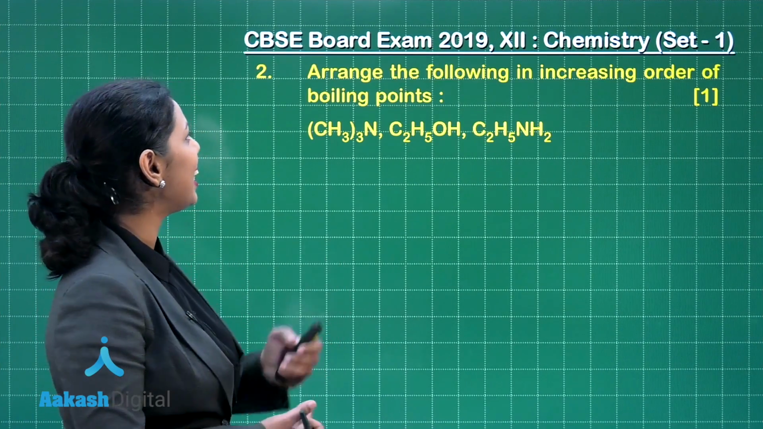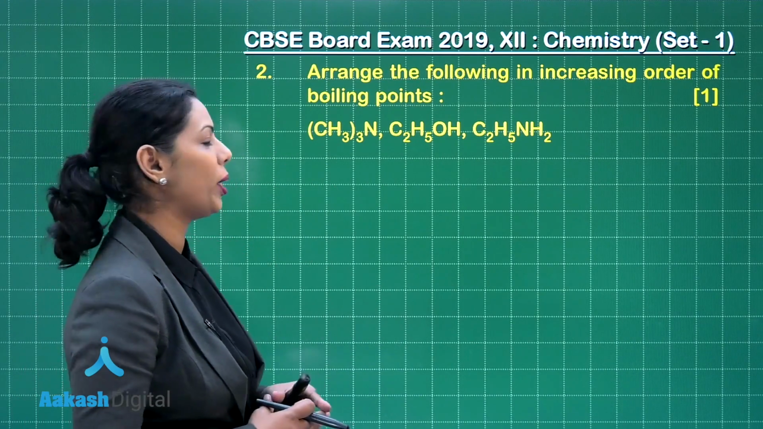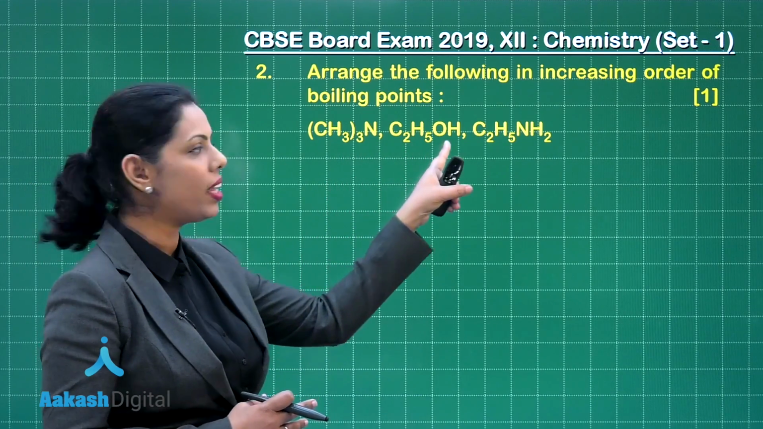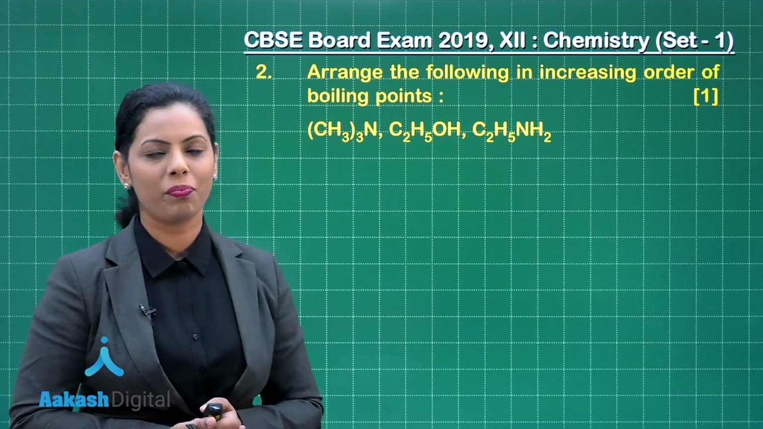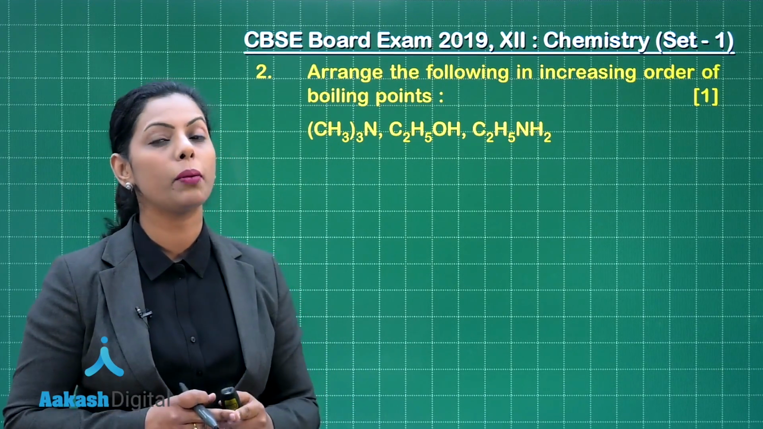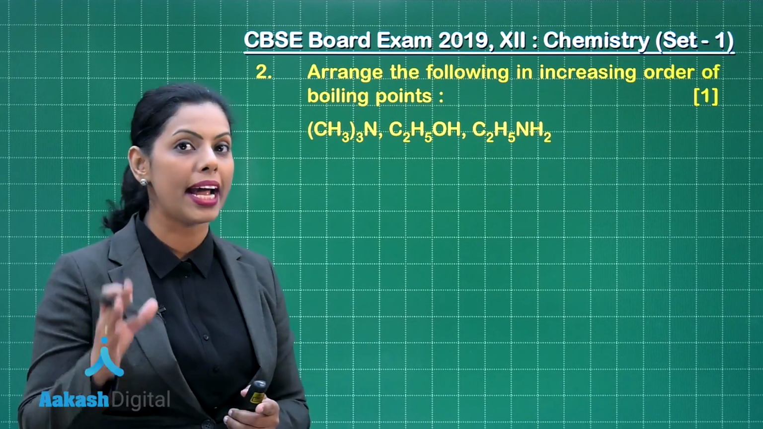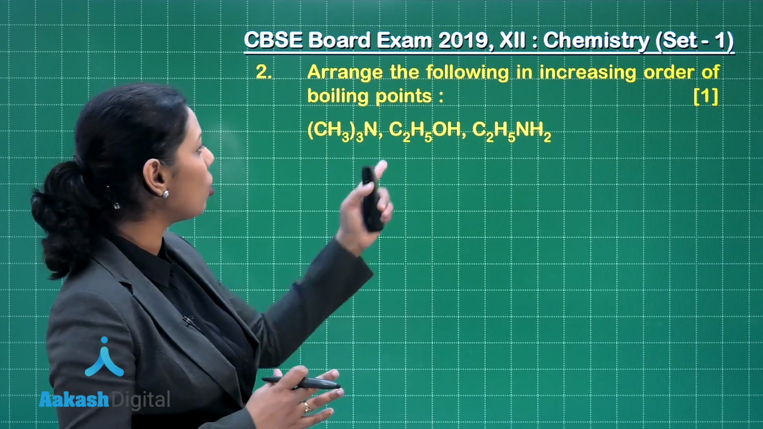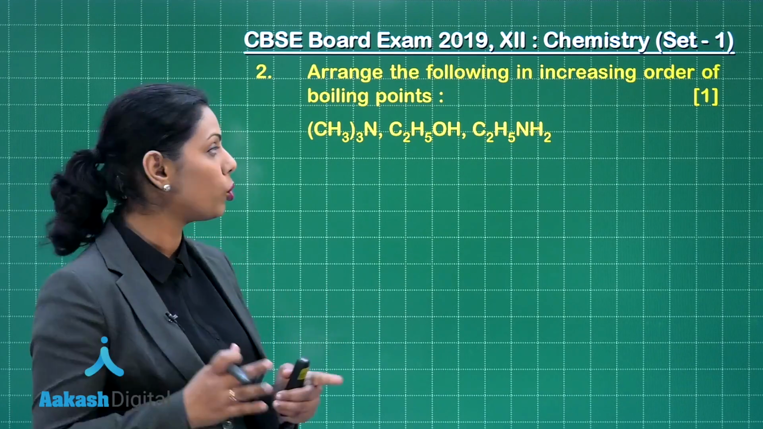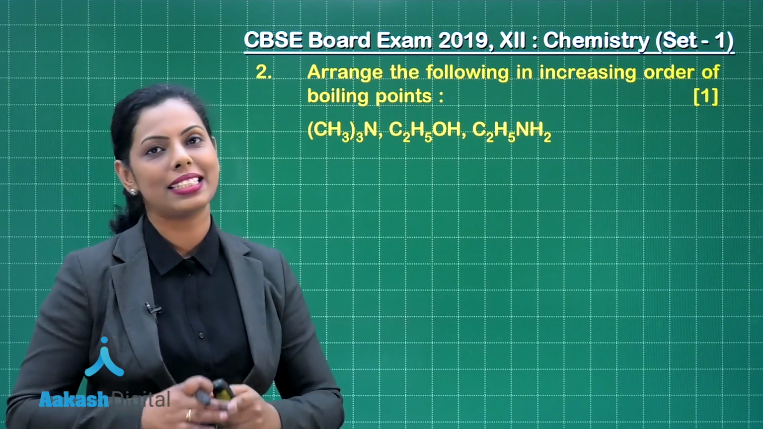Now, students, let's take the next question. Arrange the following in the increasing order of boiling point. In this case, we have this tertiary amine, you can clearly see, ethanol, and the primary amine, ethanamine. We have to arrange them in increasing order of boiling point. Boiling point depends on the molecular mass of the compound as well as on the extent of hydrogen bonding. In this case, ethanol has the largest extent of hydrogen bonding among all these compounds. Then there would be the turn for ethanamine, and after that the tertiary amine.